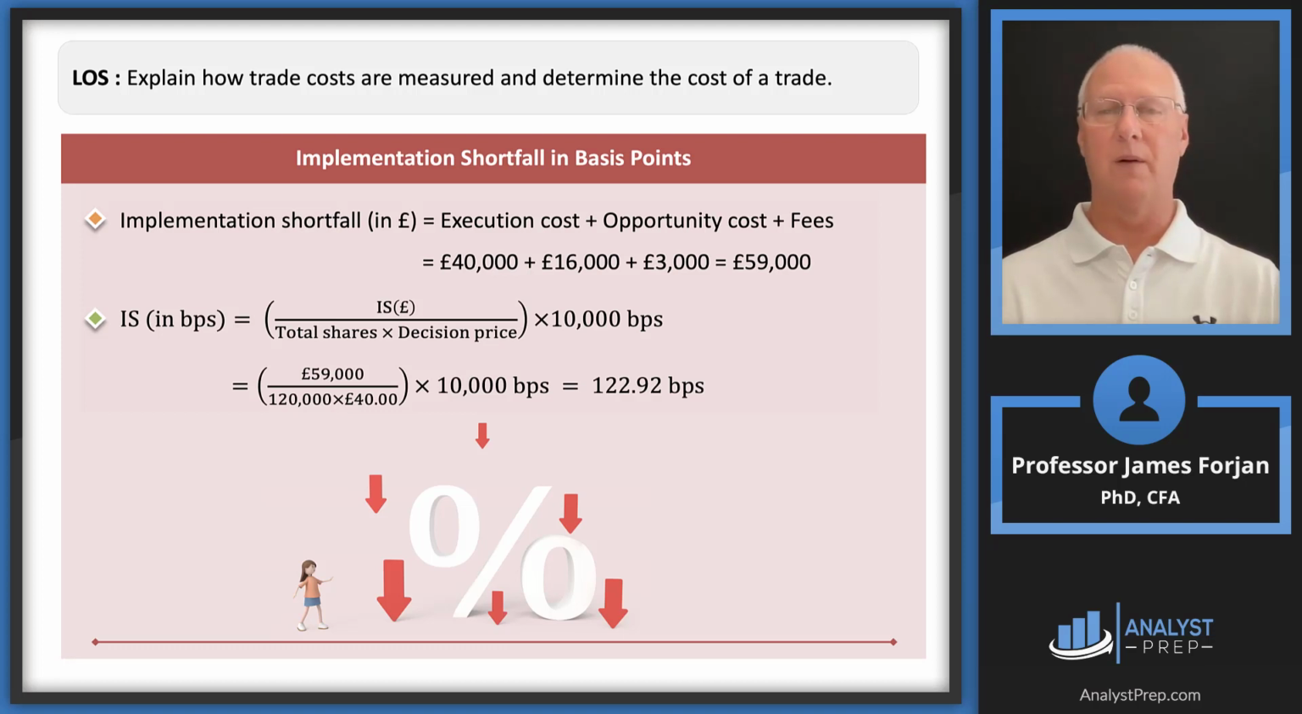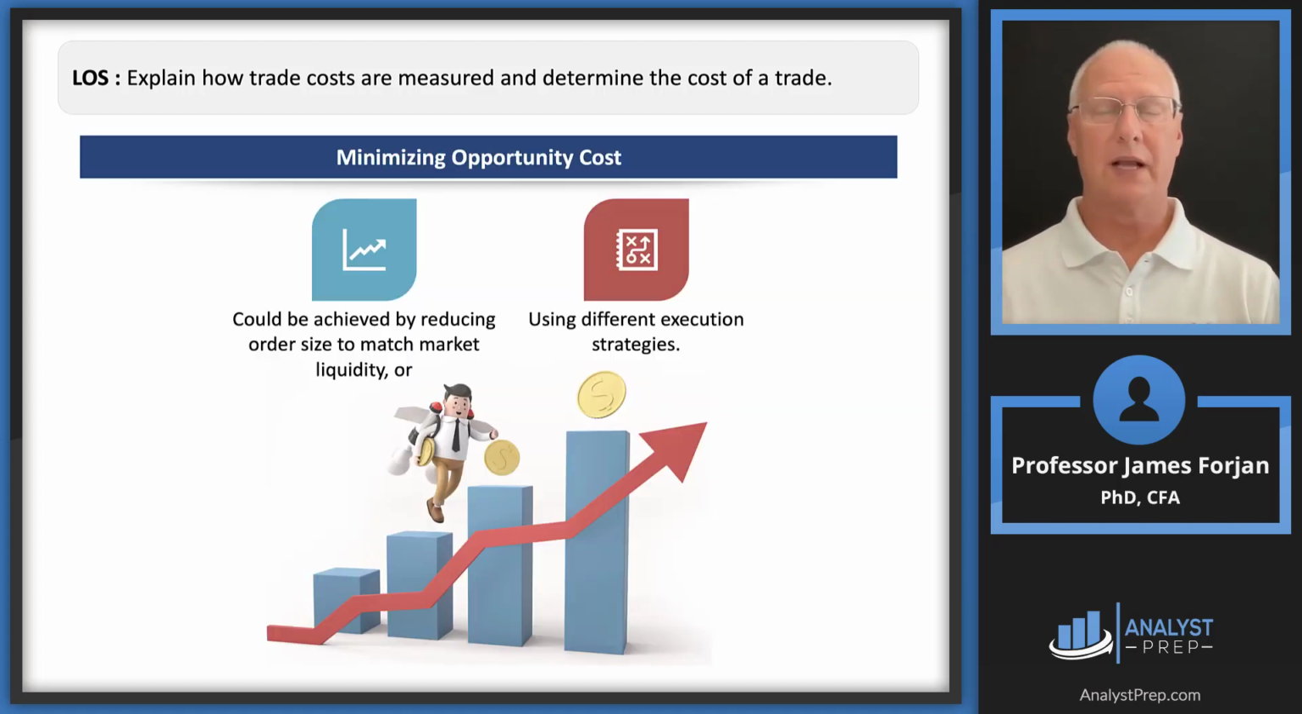So what is our implementation shortfall? Well, all we're going to do is sum those three costs, 40 and 16 and 3. That gives us 59. Then we can do it in basis points. One word of caution here, we've got the 59,000 in the numerator, but make sure in the denominator you put the full order amount, 120, in that denominator. So there we go, about 122 basis points. Let's go ahead and focus on those opportunity costs in the next slide.